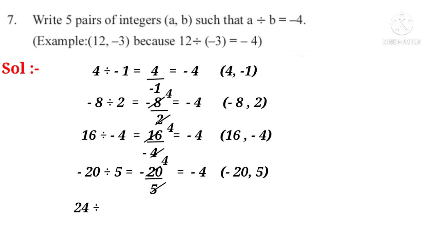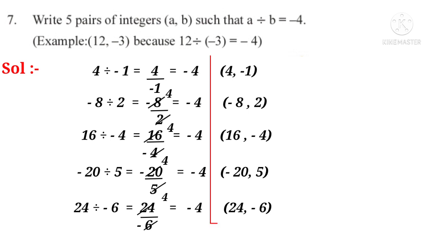Last, 24 divided by minus 6, that is equal to 24 by minus 6. On simplification by 6, 6 4 ja, that is equal to minus 4. So pair is 24 comma minus 6. So 5 pairs of integers are 4 comma minus 1, minus 8 comma 2, 16 comma minus 4, minus 20 comma 5, 24 comma minus 6.